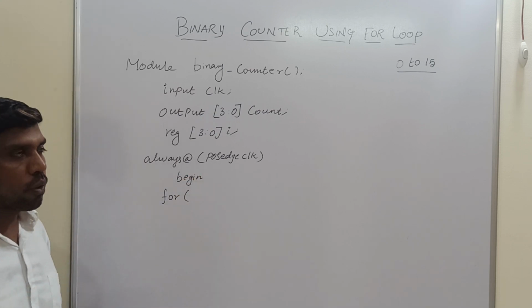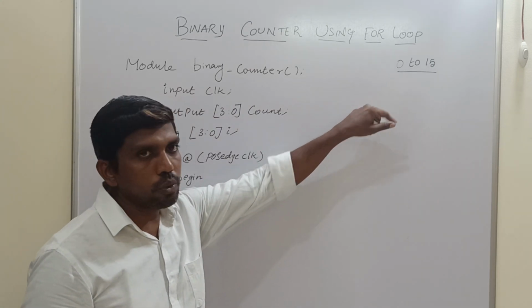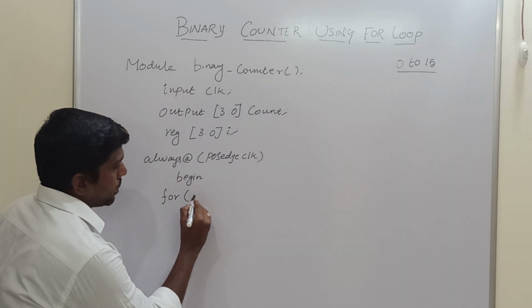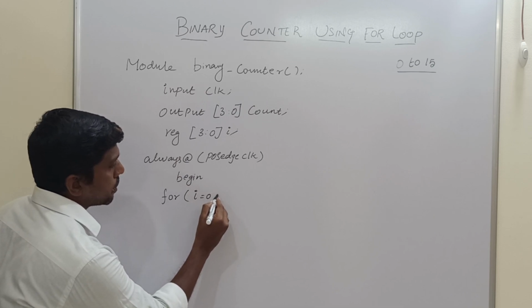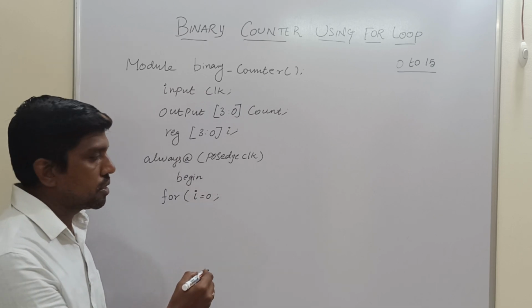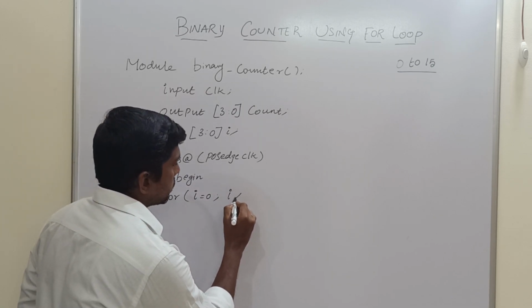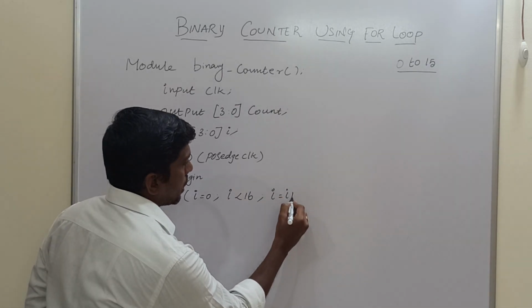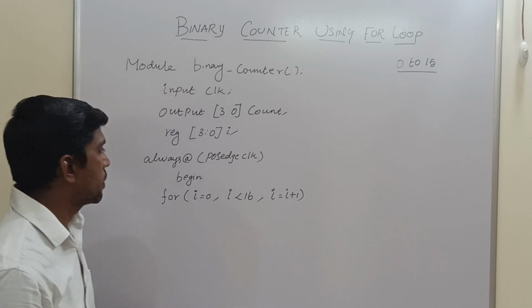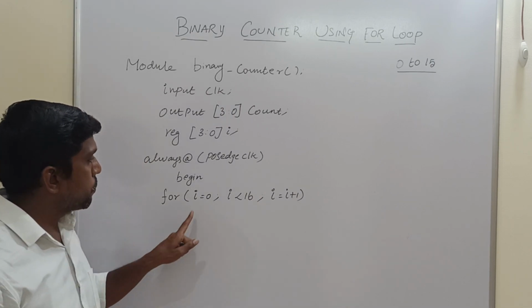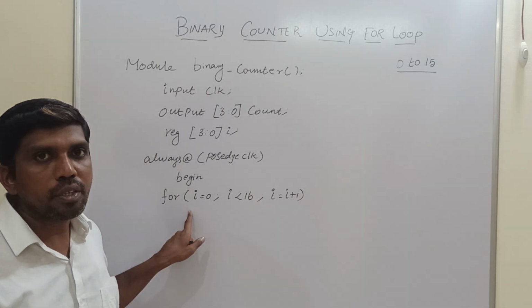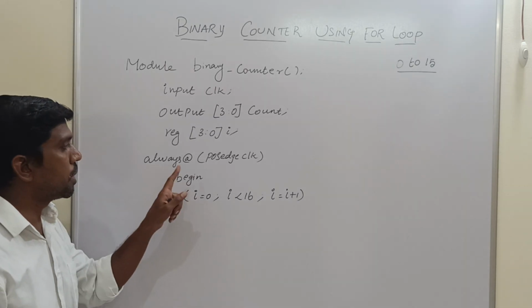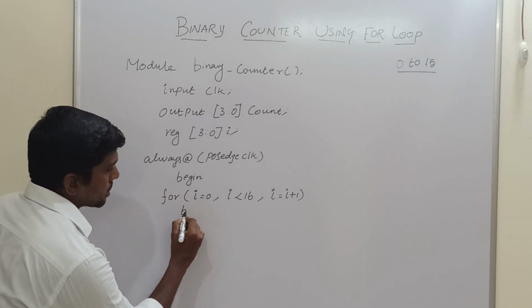Here I am using a for loop to count the value from 0 to 15. So initial value i = 0. Then I give the condition i < 16, and i = i + 1. In C language the for loop uses an open brace, so instead of the open brace, in Verilog HDL we use the begin statement.